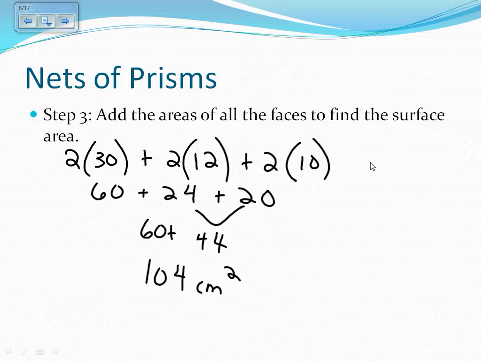Basically, this boils down into a huge area problem, right? You know how to find the area of a rectangle. Now you're just going to have to do it for a bunch of different sides and add them all together.